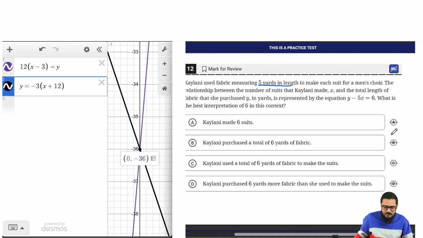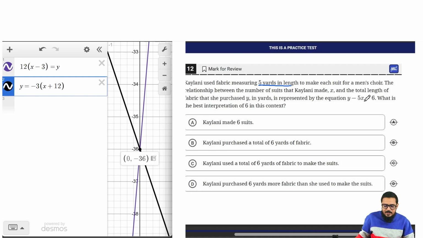You're actually finding the difference of two things. What is your y? What does y represent? Y represents the total yards that she purchased, right? And what does your variable x represent? I think variable x represents the number of suits that Kalyani made. X represents the number of suits, right?